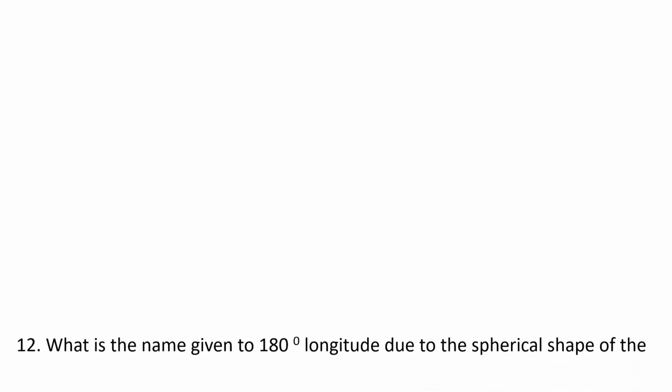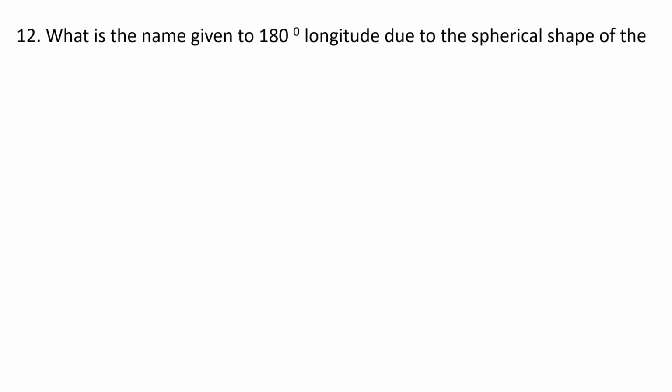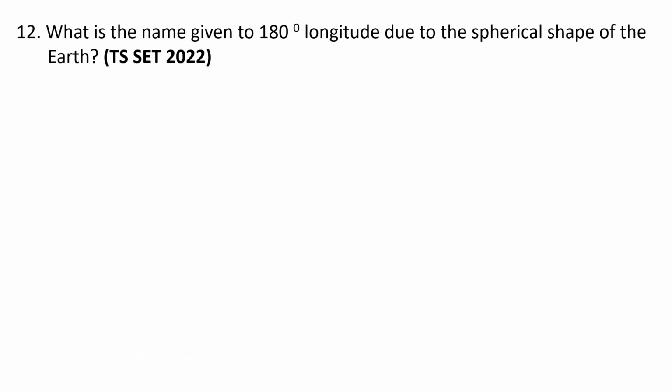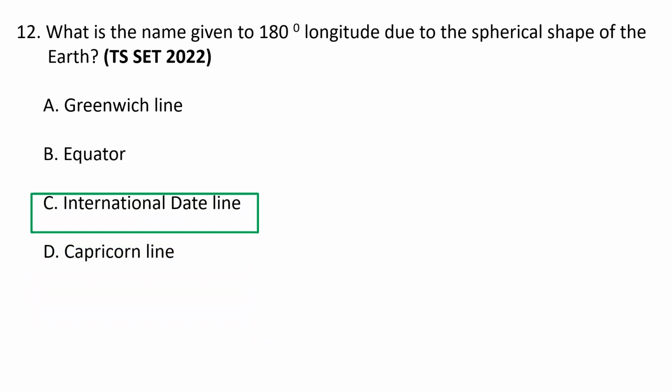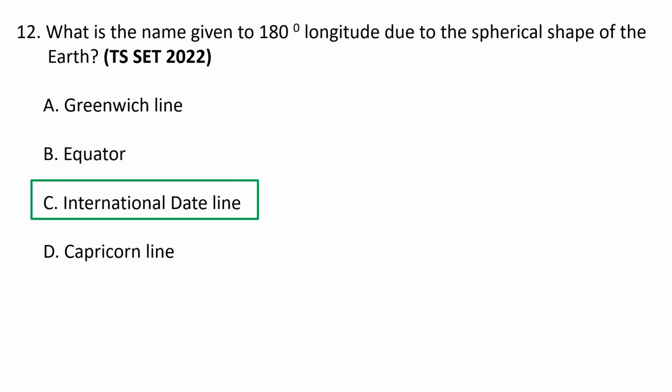Next question. What is the name given to 180-degree longitude due to the spherical shape of the earth? A. Greenwich line, B. Equator, C. International date line, D. Capricorn line. So the correct answer is C. International date line. This 180-degree longitude is also known as the international date line. It is also called the anti-meridian, and it separates two time zones of the earth. This international date line serves as the line of demarcation between two consecutive calendar dates. So C is the correct answer.